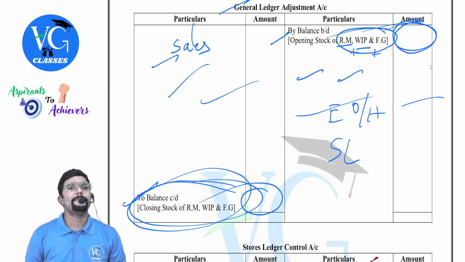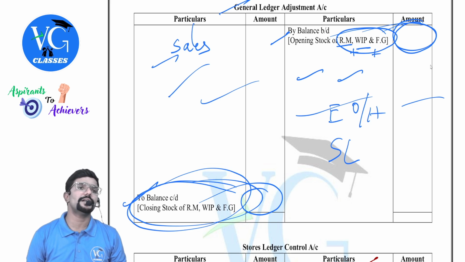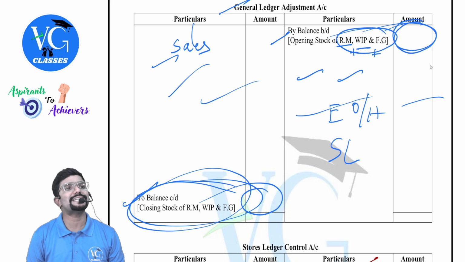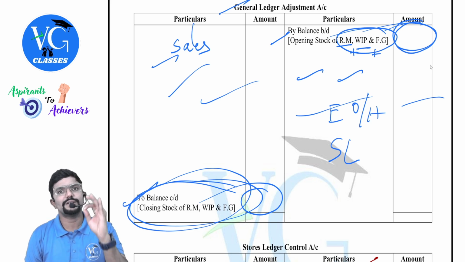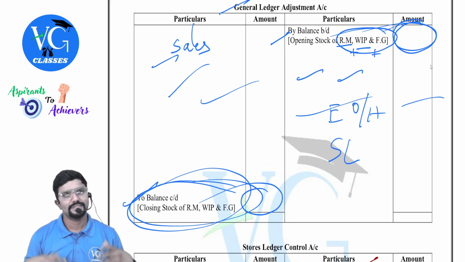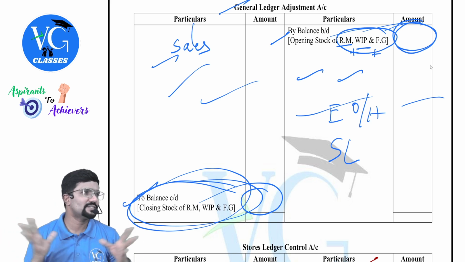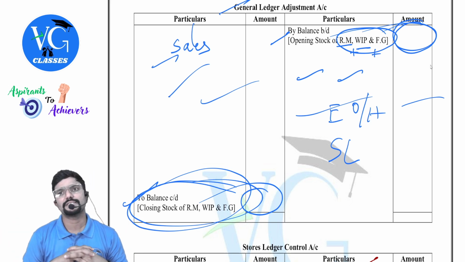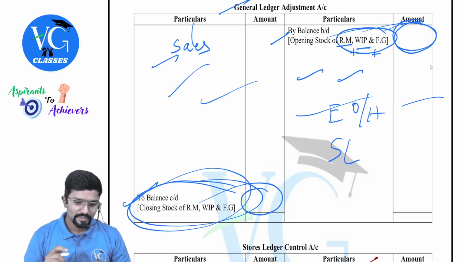Yes. So, when the opening balance of any overhead account is given, take it as opening balance. At the end, if there is any under absorption or over absorption, just write it as balance carried down. Don't transfer it to costing P&L account. That's all. This is all about the various accounts.